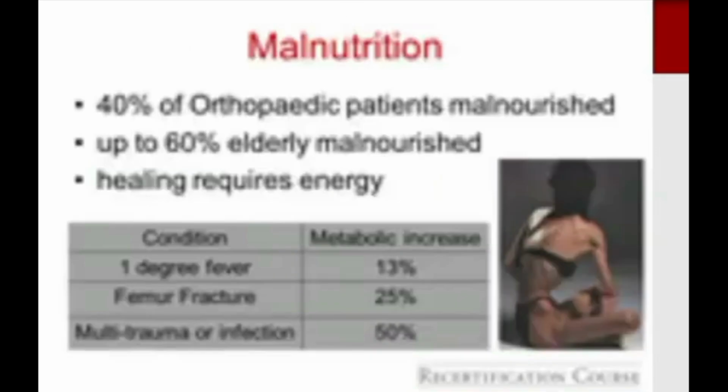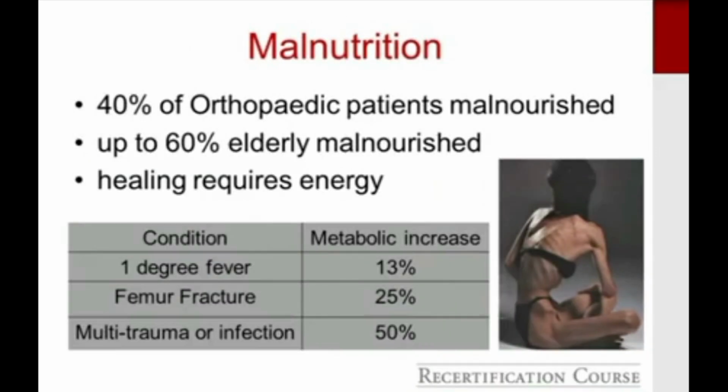Surgical nutrition. Most orthopedic patients are actually malnourished, and up to 60% of elderly patients are malnourished. Healing of fractures and other injuries requires energy. There are certain conditions that elevate your metabolic needs, including fever, fractures, and multi-trauma.